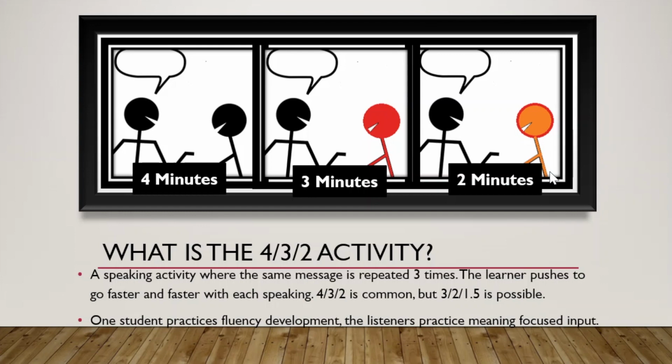This does not need to be 4-3-2. It could be something like 3-2-1.5, or it could be 2, 1.5, 1, for example. But the idea is that you're practicing something easy, pushing to go faster, and there's repetition. That is the 4-3-2 activity.